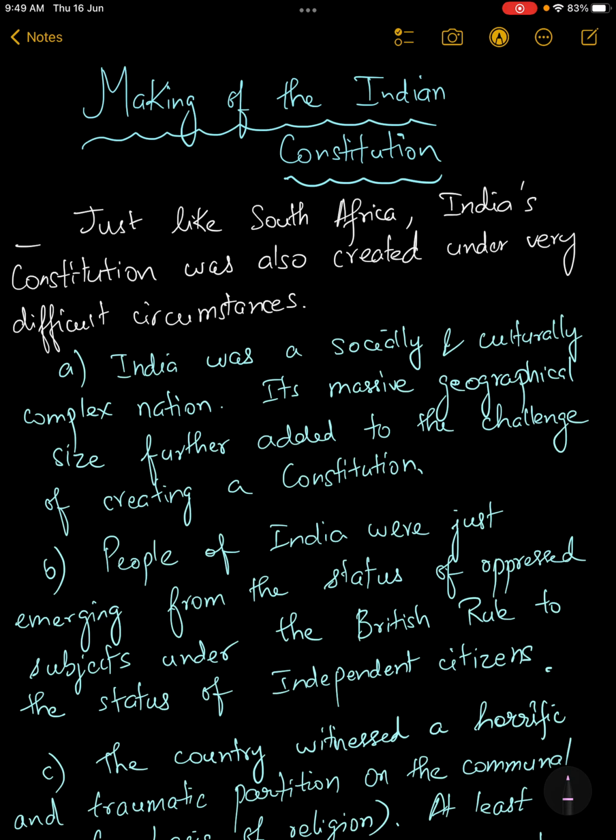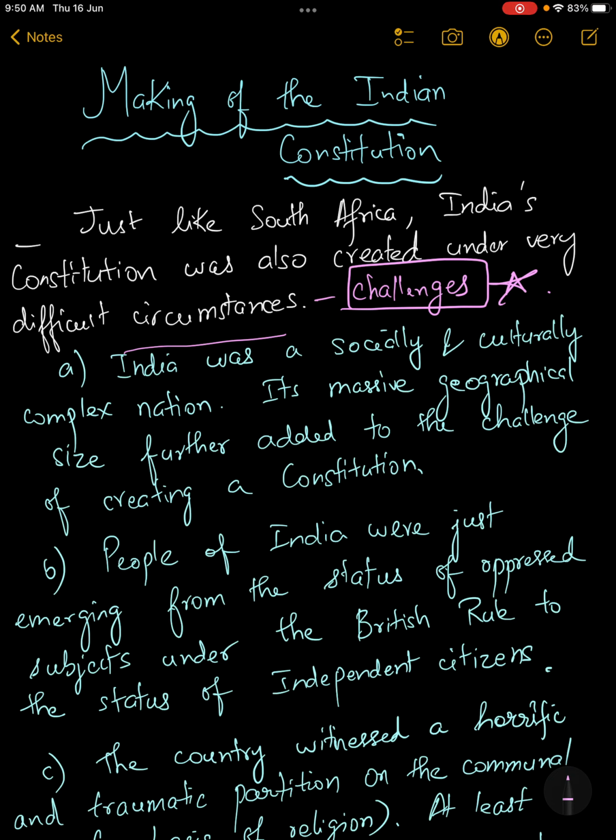It's like a story, so please make sure you are listening very well, and do make your notes as well. Just like South Africa, India's constitution was also created under very difficult circumstances. There were a couple of challenges to the creation of the Indian constitution. This is extremely important. These challenges could be asked in your examination as well, and it is fundamental for us to understand what the situation of India was before the constitution was made, and how it coped with these challenges to create this wonderful document called the Indian Constitution.